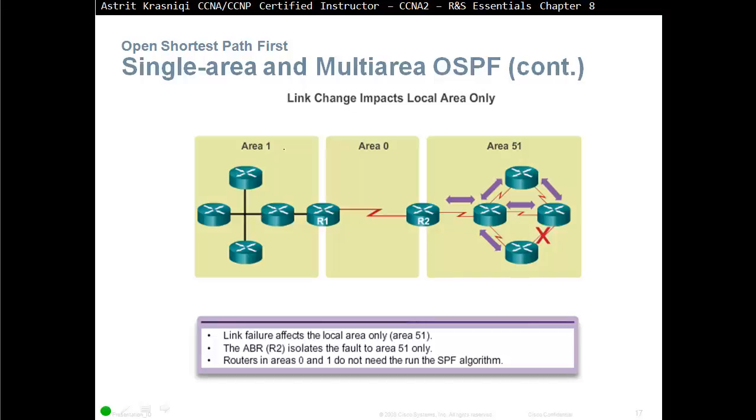Link failures happening in one area are localized, so they affect only the local area. For example, if there's a failure here in area 51, instead of everybody running the algorithm and exchanging LSAs about the state of that link, it only affects area 51. The area border router, in this case router 2, will isolate the fault to area 51 only. Routers in area 0 and area 1 do not need to run the shortest path first algorithm.